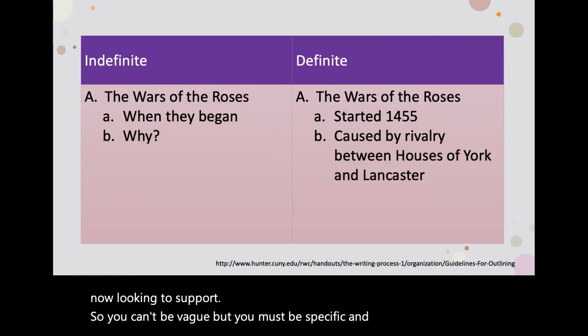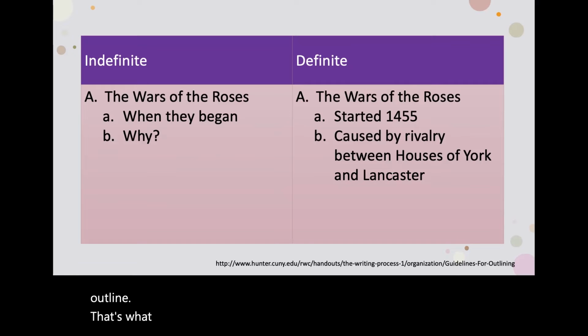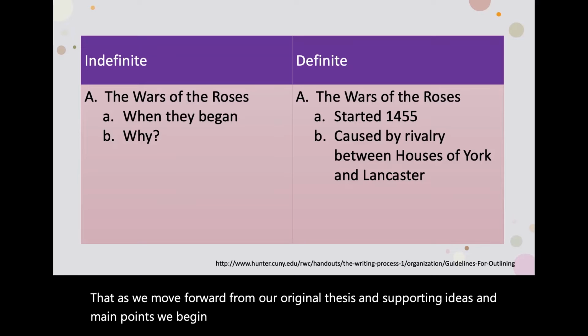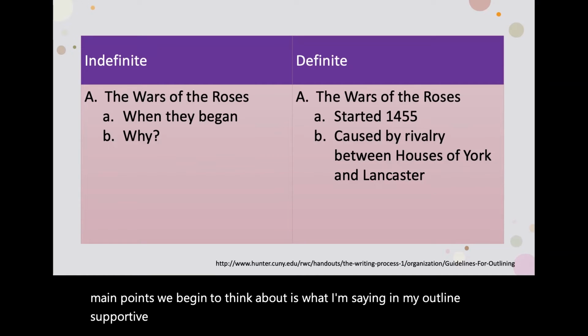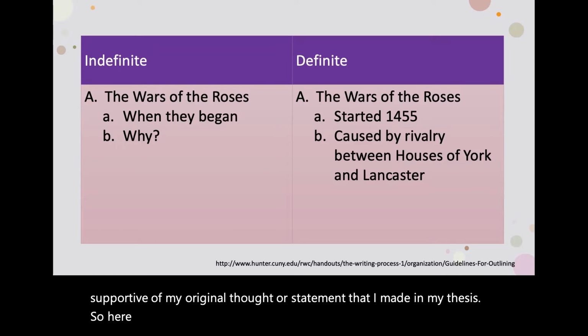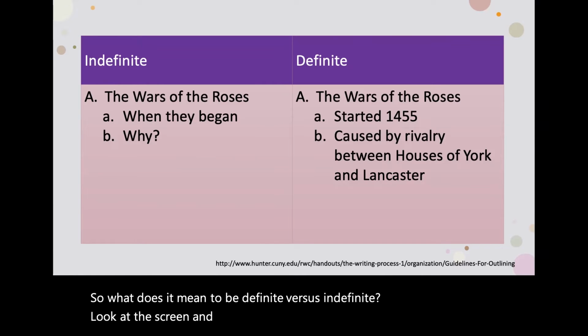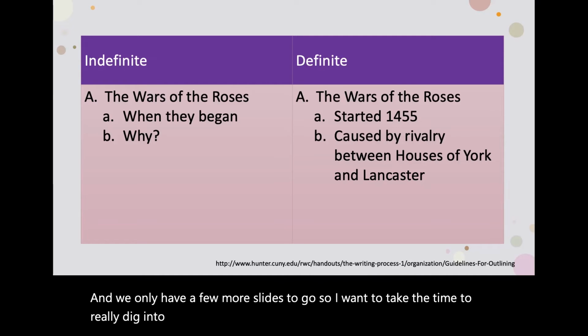Now, you don't need to know the detail of the Wars of the Roses in order to write this paper, because you're going to research it. You're going to do academic researching. You're going to use rigor, and you're going to find the information. Well, an indefinite outline would look like this. On the left-hand side, the Wars of the Roses. Well, when they began. Why? Each of those are indefinite because they don't really help you to write your paper.